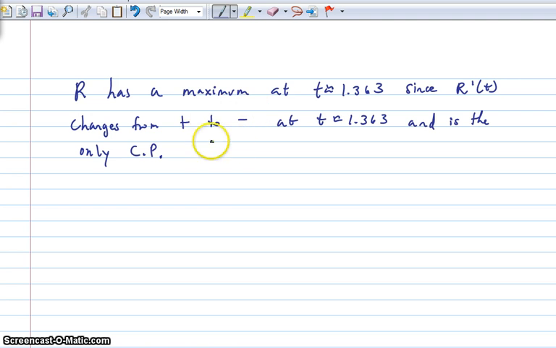So the rate at which people are entering the auditorium is a maximum at time t is about 1.363, since r prime of t changes from positive to negative at t is about 1.363 and is the only critical point.